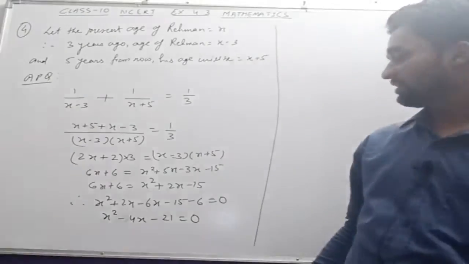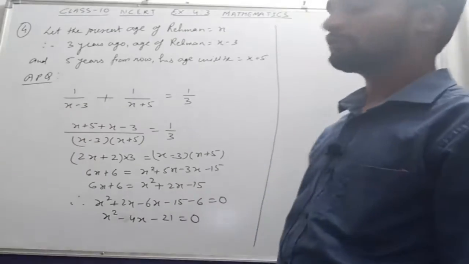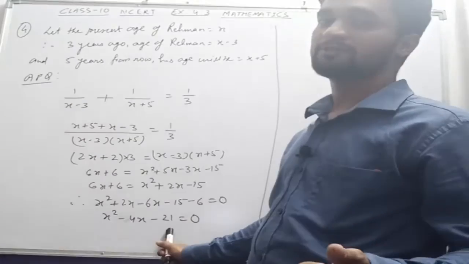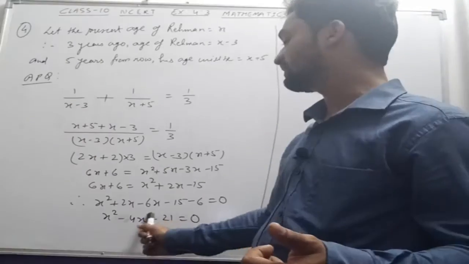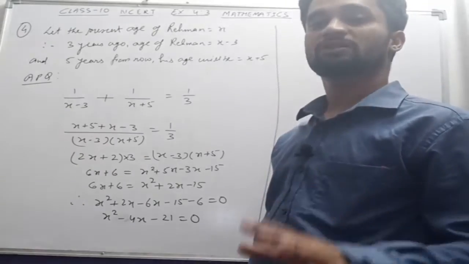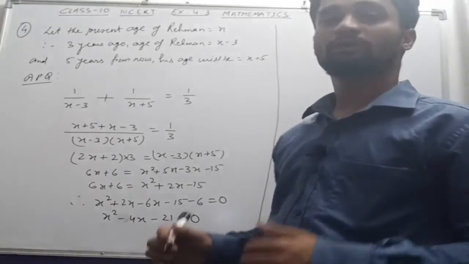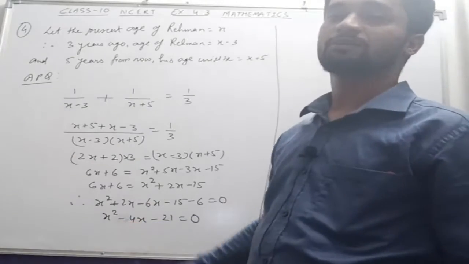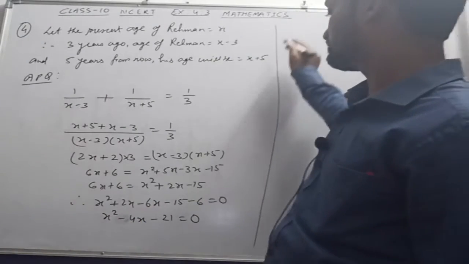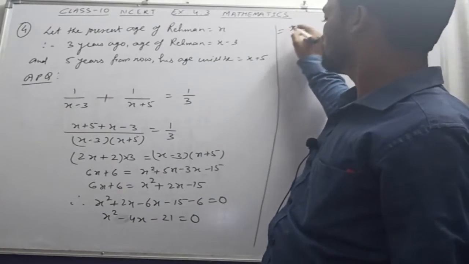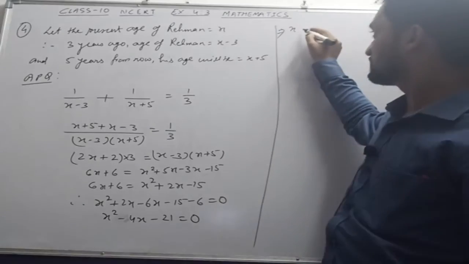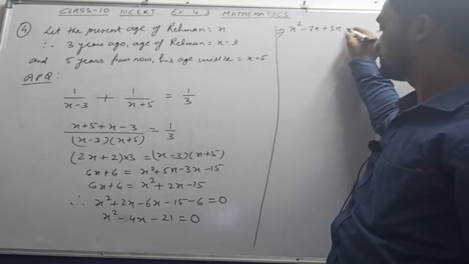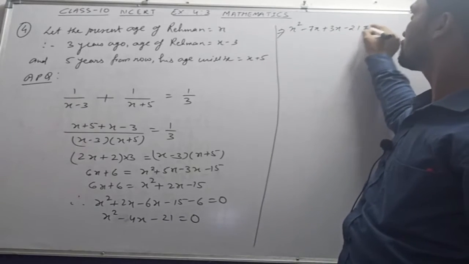7 threes are 21 and 7 minus 3 is what? 4. But here the minus sign is there. Multiplication is negative. In the previous video I said if your multiplication is negative, it means both numbers must be of different sign, and which one will be greater or smaller, this sign will decide. Here minus is there, it means negative will be greater. So this will be, therefore, X square minus 7X plus 3X minus 21 is equal to 0.